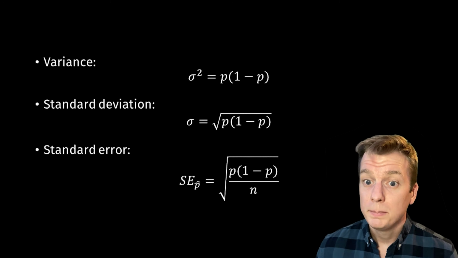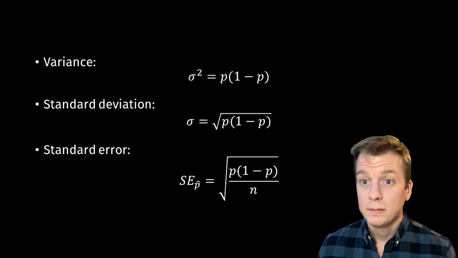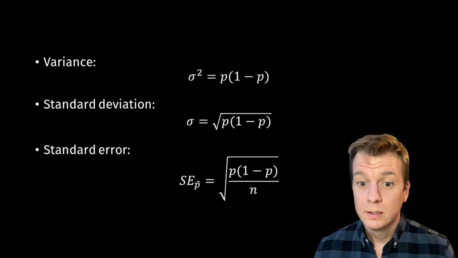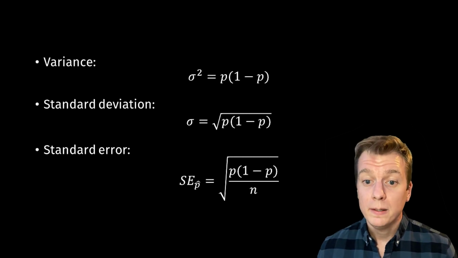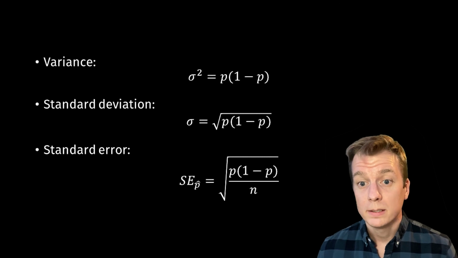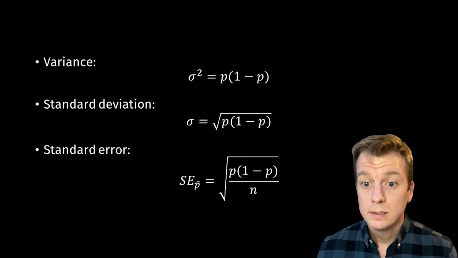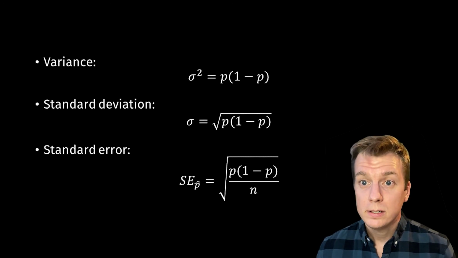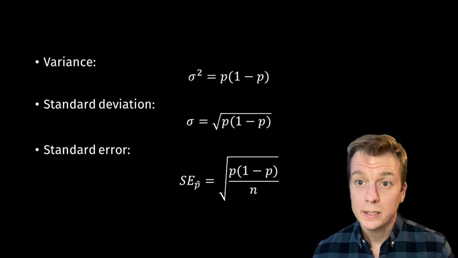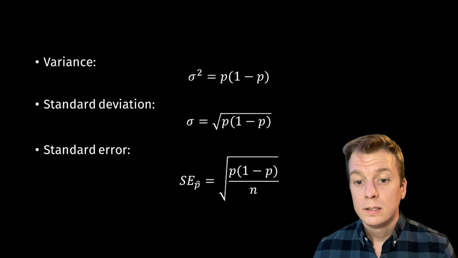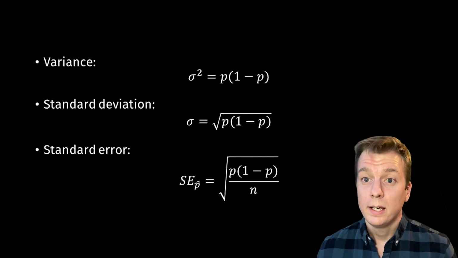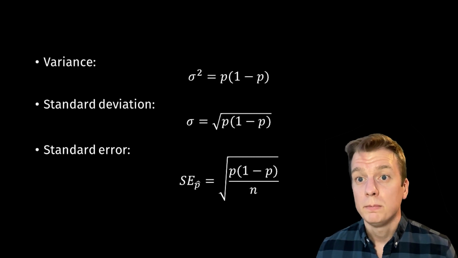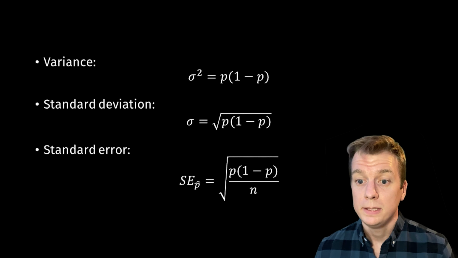There, of course, is variability in proportions, and we can represent that variability a lot like we can represent variability in means. For example, the variance, or sigma squared, of a proportion equals p times 1 minus p. The standard deviation, of course, is just the square root of the variance. The standard error is SE sub p hat equals the square root of p times 1 minus p divided by n.